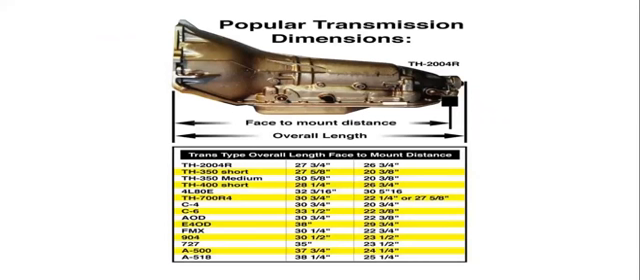And these are the very popular transmission system dimensions, showing the face to mount distance and the overall length. So these are the basic models of automatic transmission systems of various companies, showing the face to mount distance and the overall length.